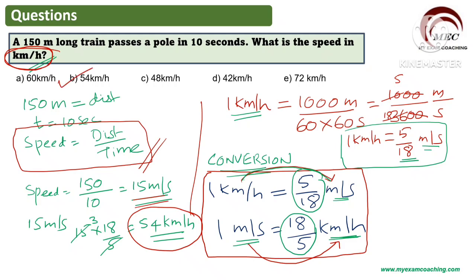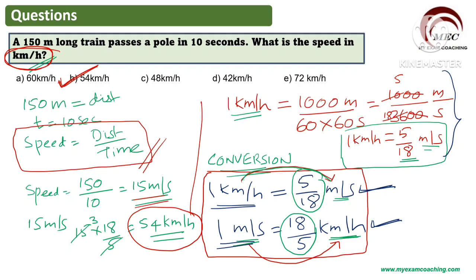Option B is your correct answer. Understand this very, very clearly. All this calculation you need not do; you do not have to do all this calculation in the exam hall. Just remember: 1 kilometer per hour is equal to 5/18 meter per second, and 1 meter per second is equal to 18/5 kilometer per hour. How to convert meter per second into kilometer per hour, and similarly kilometer per hour into meter per second, you should be very, very thorough with this. I hope you understood it. Still, if you have any doubt, we have already uploaded a video on this, and kindly watch that.